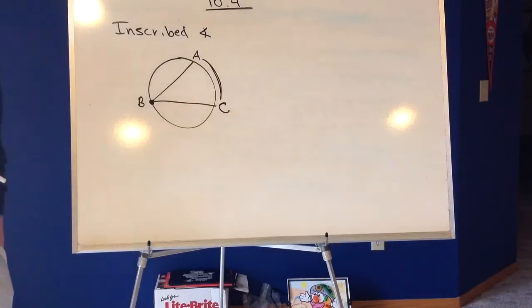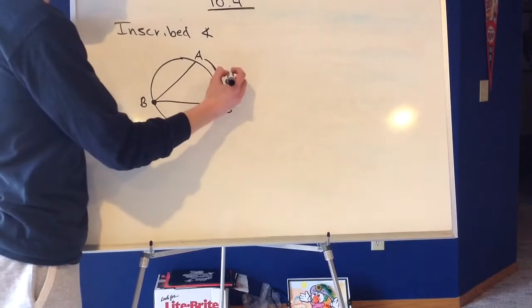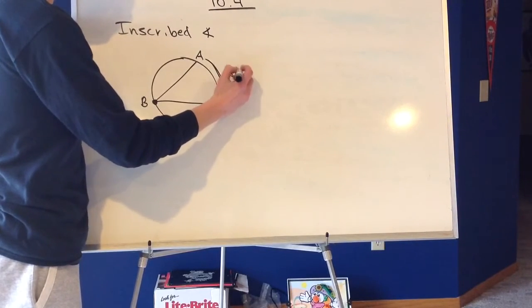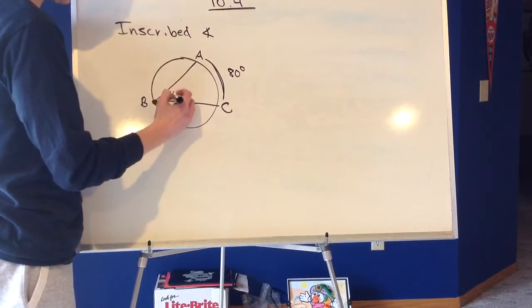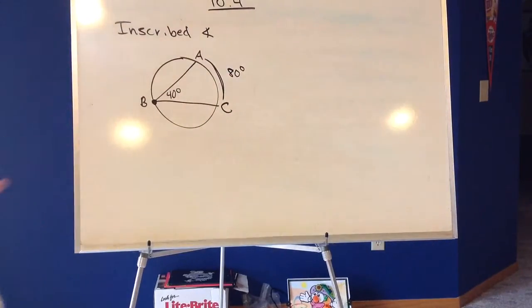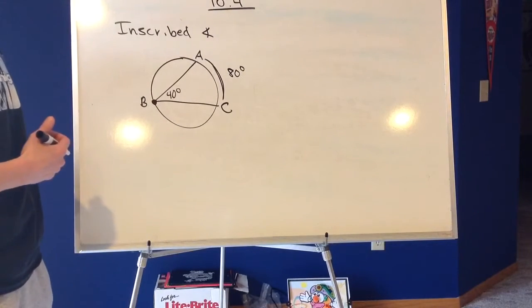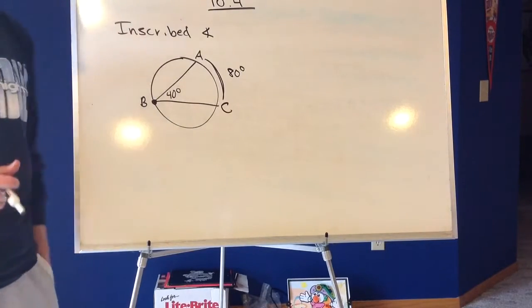Whenever you're trying to find the measure of an inscribed angle, it will always be half the arc. So if my arc measured 80 degrees, that would mean that my angle would be 40 degrees. So if you knew the angle, you could double it to get the arc. And that will also always be the way that these inscribed angles work. Okay, so that's the big idea we're going to use today.